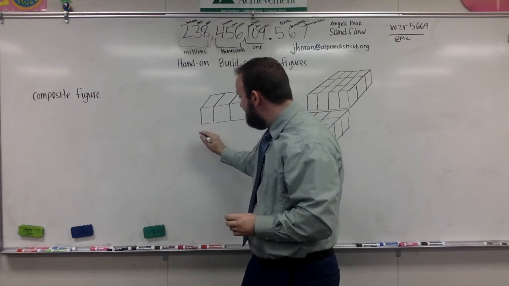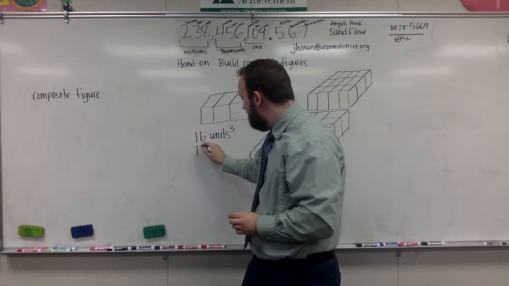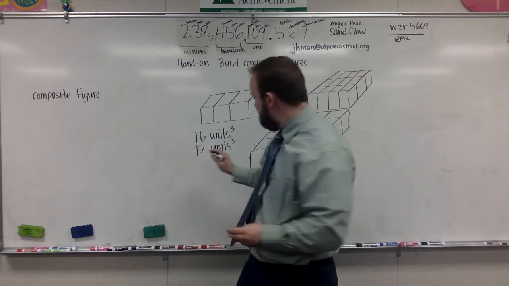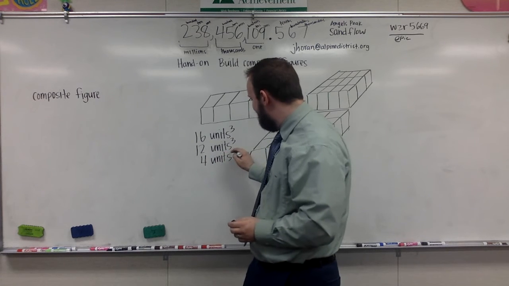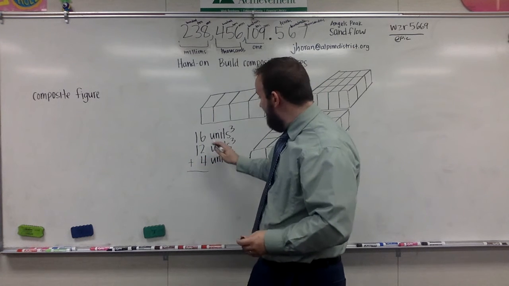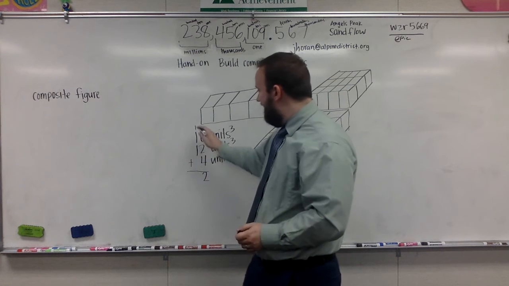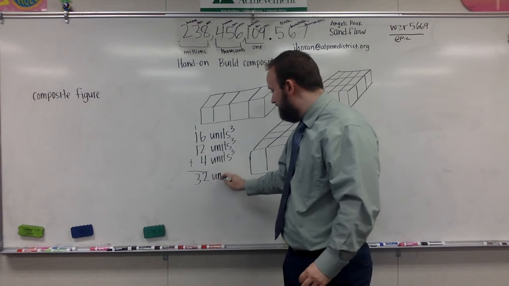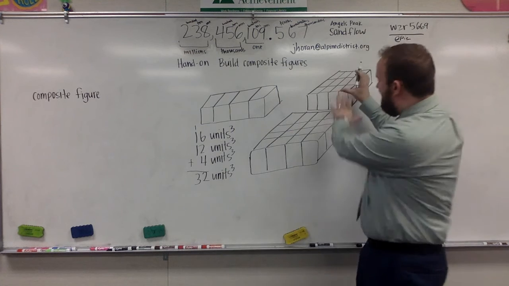So I've got 16 units cubed, 12 units cubed, and then the last little one was 4 units cubed. Also, notice how I'm doing a beautiful job and making sure that the ones place is lined up. Very helpful. 6 plus 2 is 8. 8 plus 4 is 12. And then 1, 1, and 1 is a 3. So I have 32 units cubed. And this is how I could draw the individual sections.